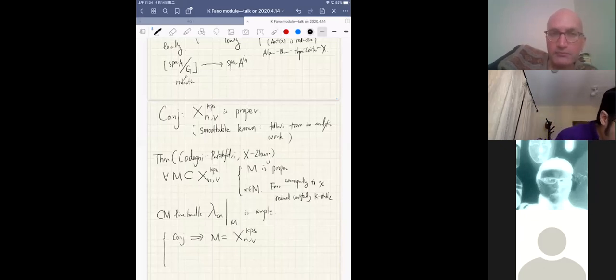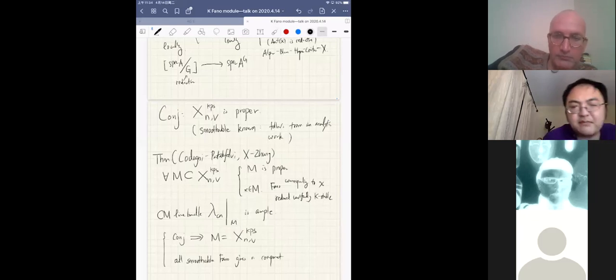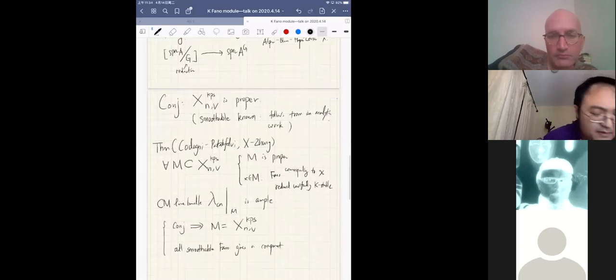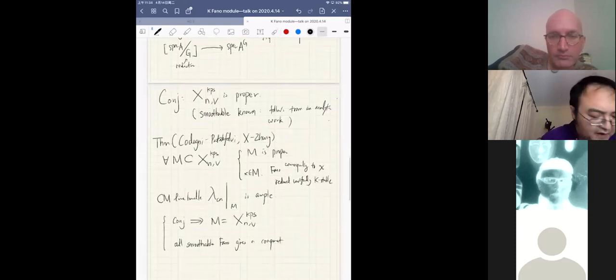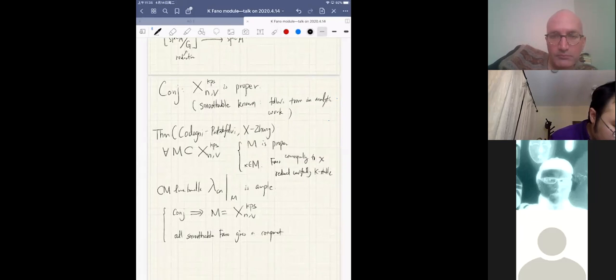But the one piece we know is that all the smooth Fano varieties give a component. I mean, in some sense, this is the main component, right? Because we are mostly interested in the degeneration of smooth Fano varieties. This gives us a component M satisfying the condition.